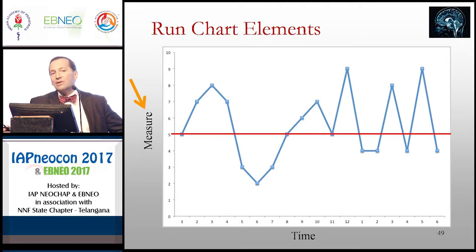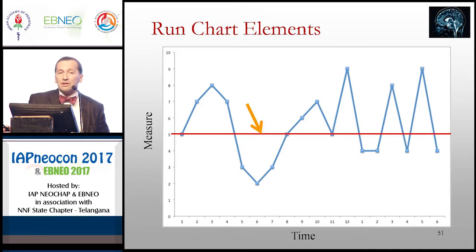This might be the BPD rate or mortality or nosocomial infection, and we plot it over time. On the x-axis here we can have any sort of measure of time. It can be 10 patients followed by another 10 patients followed by another 10 patients, or it might be months, for example. The key thing is to plot it in a continuous way.